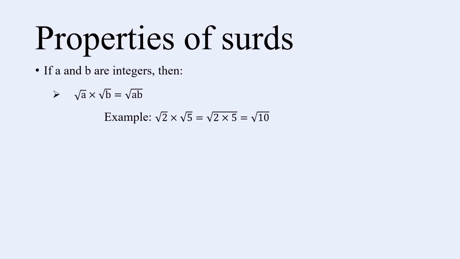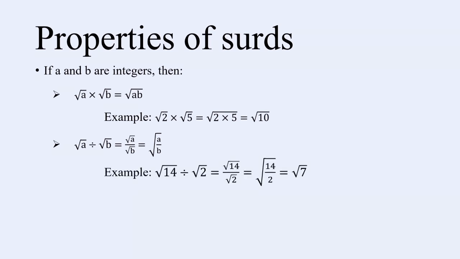which is equal to root 10. The square root of a divided by the square root of b is equal to the square root of a over b. So for example, if we have square root of 14 divided by square root of 2, that gives us the square root of 14 over 2, which gives us root 7.